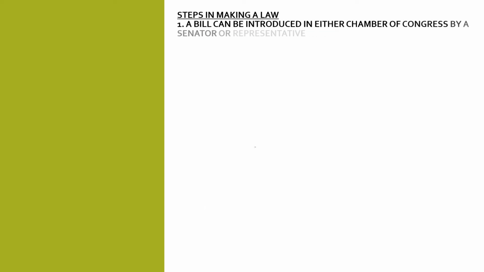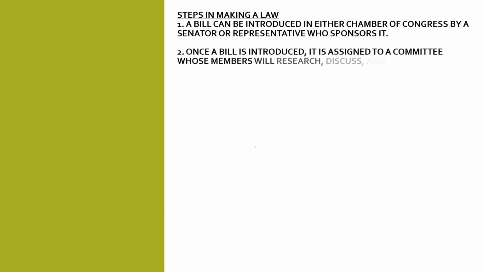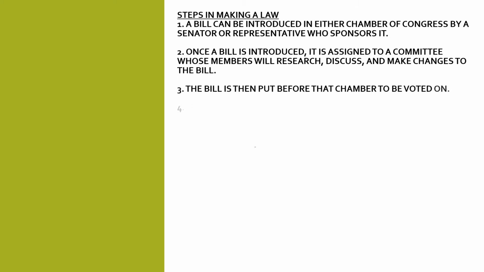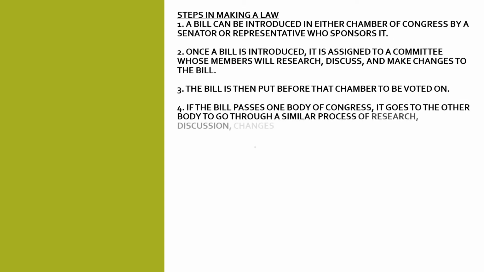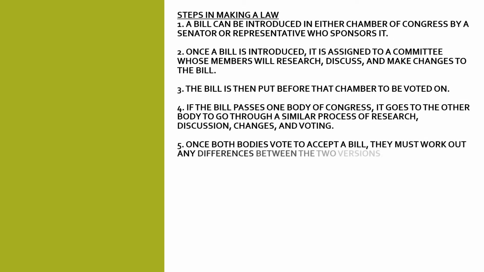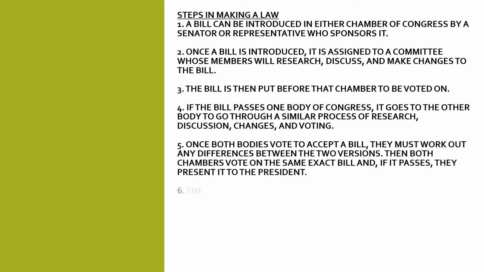Steps in making a law. 1. A bill can be introduced, in either chamber of Congress, by a senator or representative, who sponsors it. 2. Once a bill is introduced, it is assigned to a committee whose members will research, discuss, and make changes to the bill. 3. The bill is then put before that chamber, to be voted on.